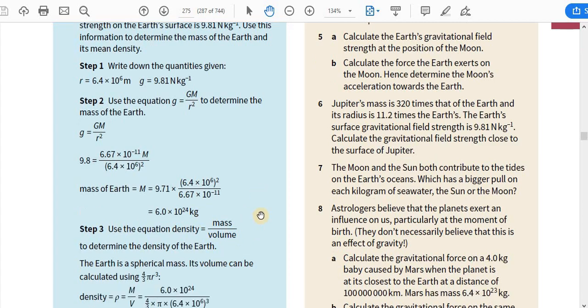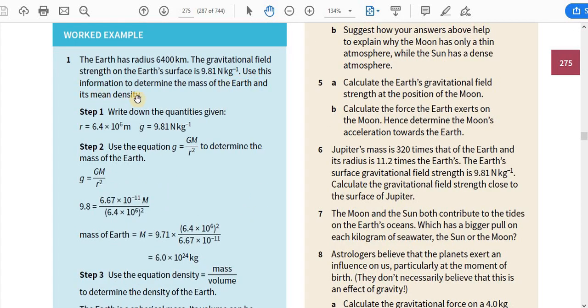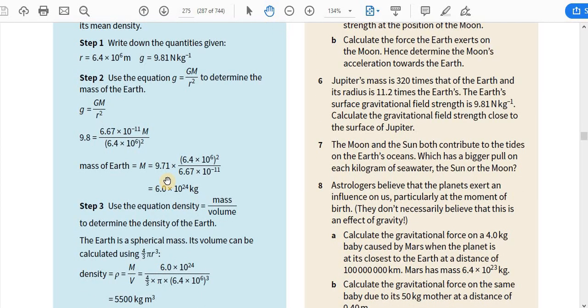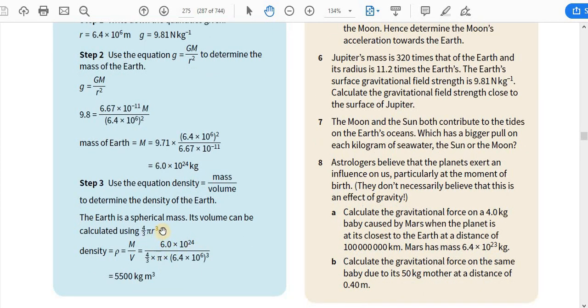Now the equation for density is mass over volume. Remember, there is another part to this question. We found the mass, then we have to find the density. Assuming the earth is spherical, you know the volume of a sphere is given by 4 over 3 pi r cubed. You should know this equation. It won't be given to you in the formula sheet. So you have to know the formula for surface area of a sphere and also the formula for volume of a sphere. Volume of a sphere is given by 4 over 3 pi r cubed. The surface area of a sphere is equal to 4 pi r squared.